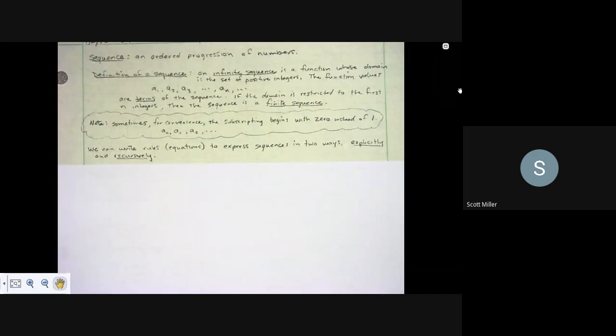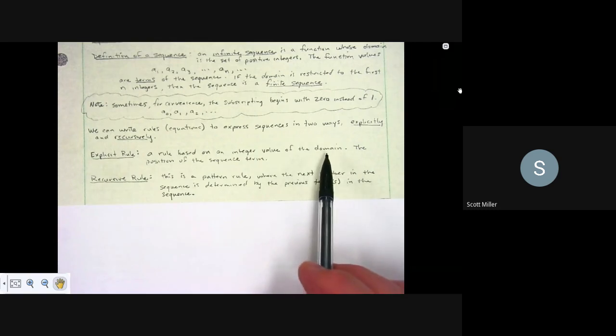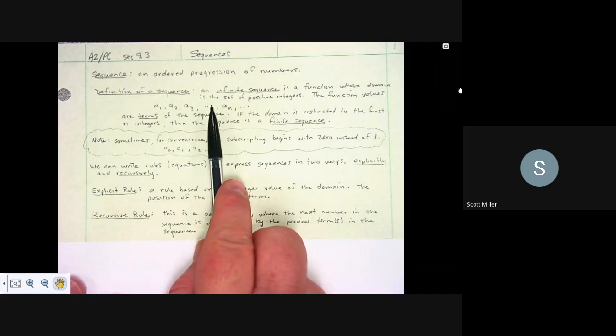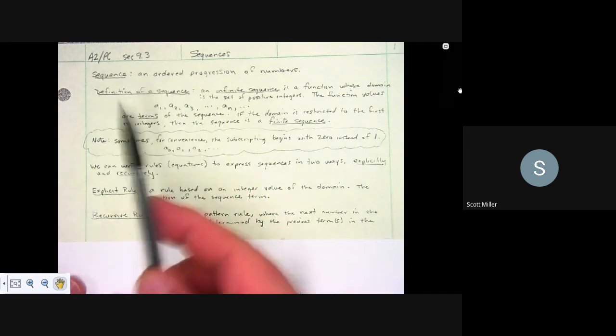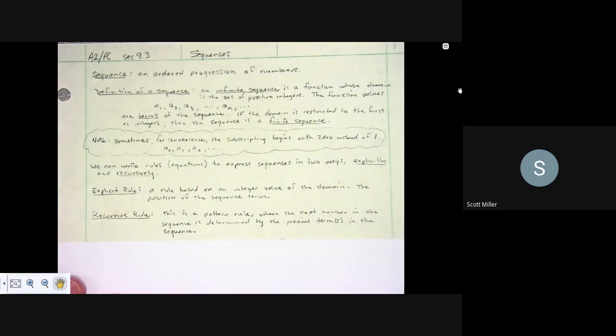We can write rules or equations to express sequences, and we're going to do it in two ways. We're going to do it either explicitly or recursively. An explicit rule is a rule that is based on the integer value of the domain, or the position of the sequence term. So if I tell you I want the fifth number in the sequence, I can plug 5 into the explicit rule, and I will get the number that's in that sequence. It's based off the position that the term is in.